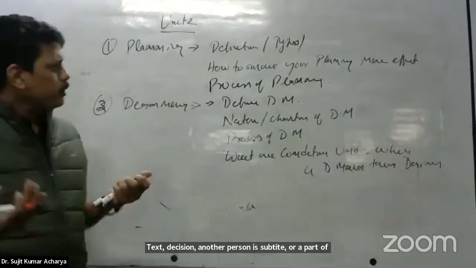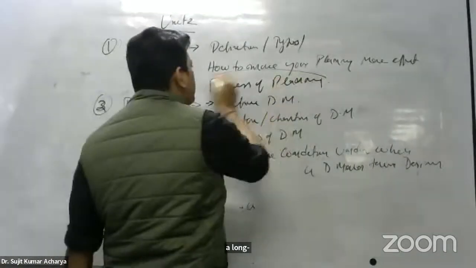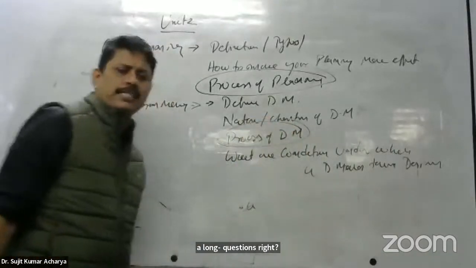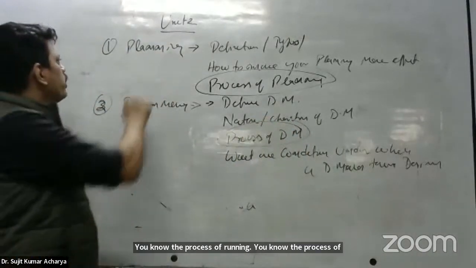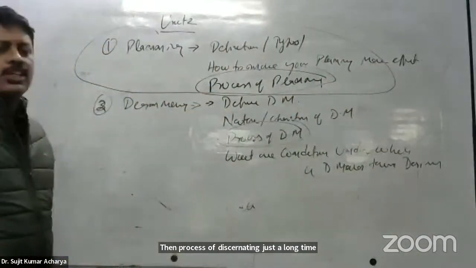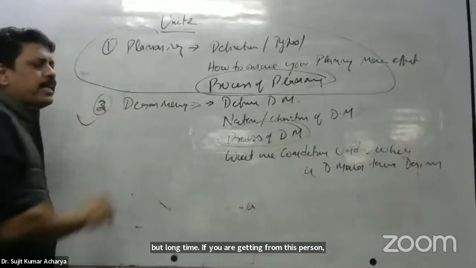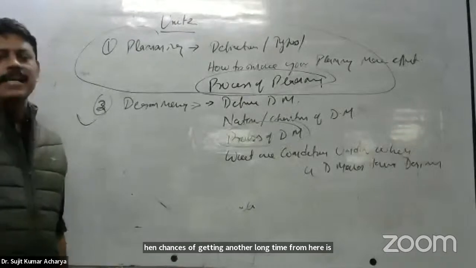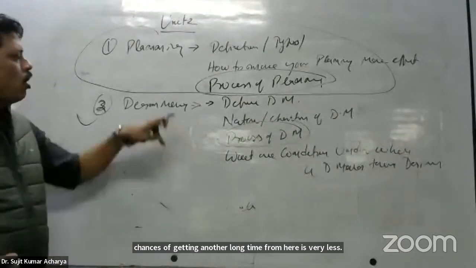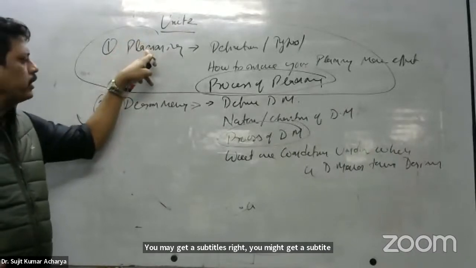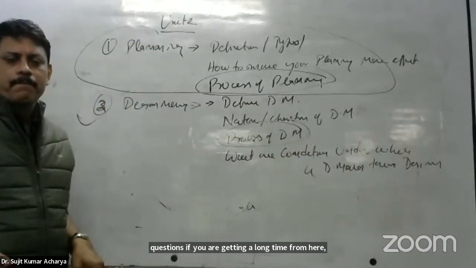If you have studied process of planning as one long question, then a question from process of decision making will not come. If you are getting a long type question from this topic, then the chances of getting another long type question from here are very less. You may get a short type question. Right? You may get short type questions. If you are getting a long type from here, then the chances of getting a long type are very less. You may get a short type question.